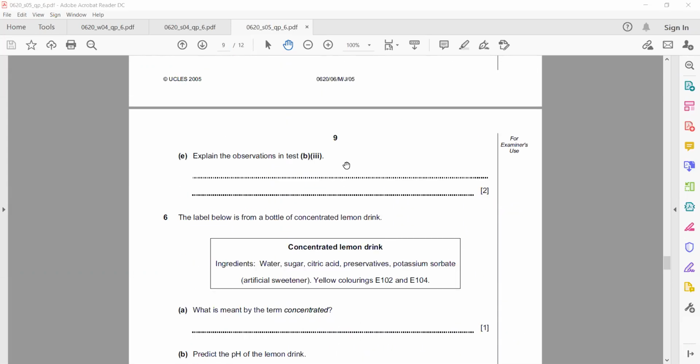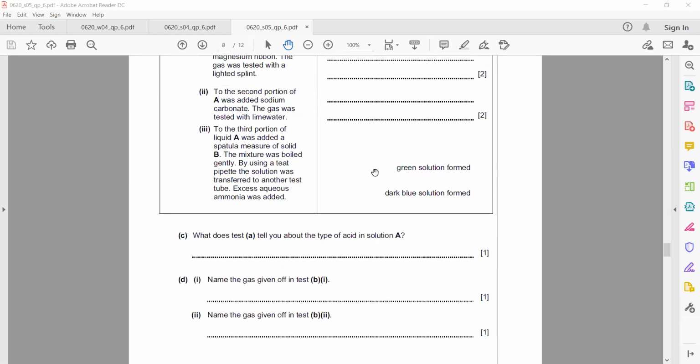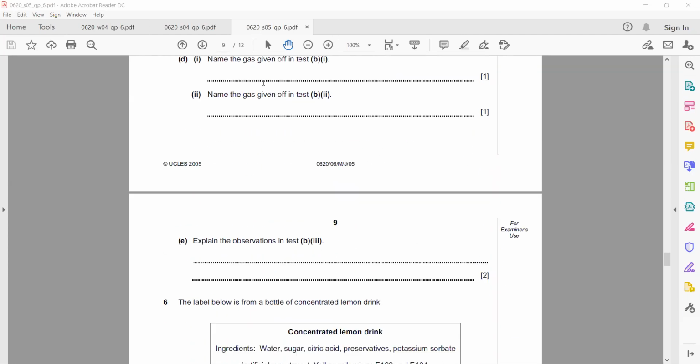Explain the observation in test B3. Look, it is forming a colored solution, so it means it contains a transition element. And which transition element is there? That is copper. And you have to write the valency as well, copper 2. So only copper will not give you the mark. You should write the valency as well. 2 plus or plus 2, both ways it is right.